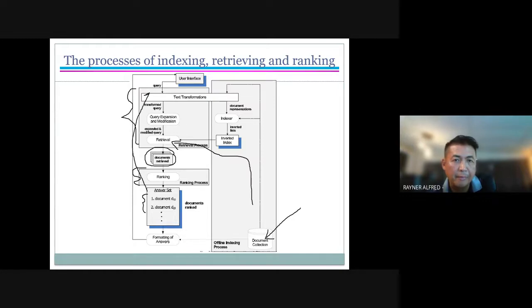Okay. So basically we have the documents retrieved.